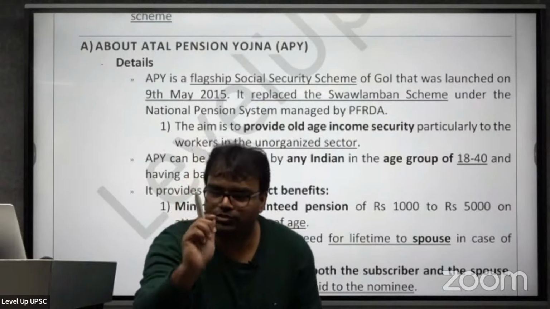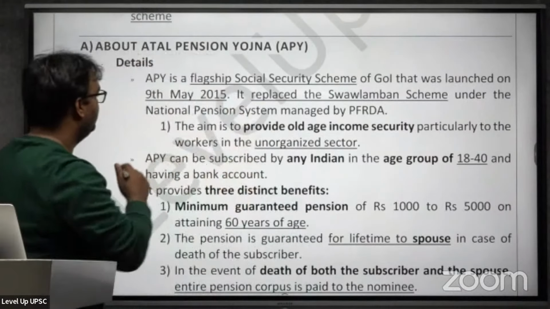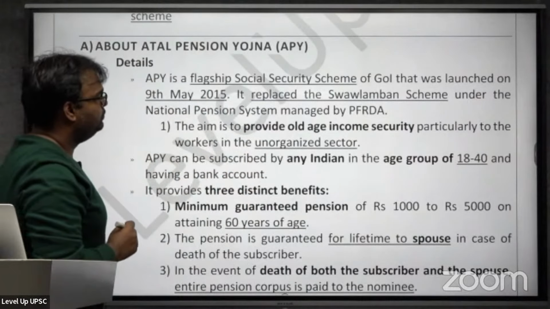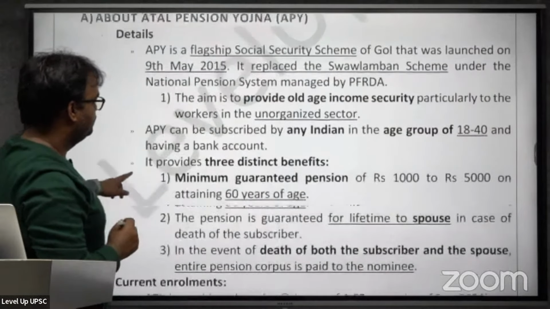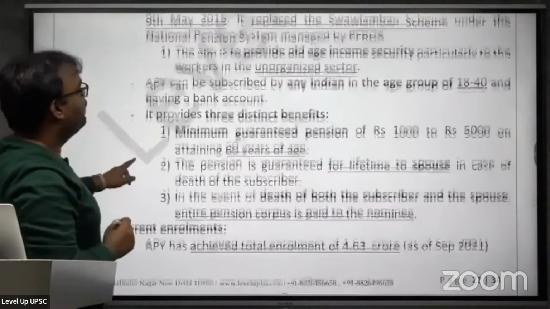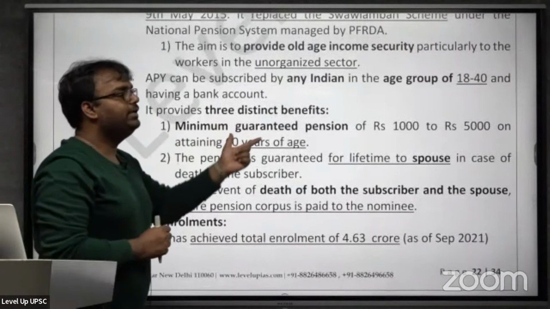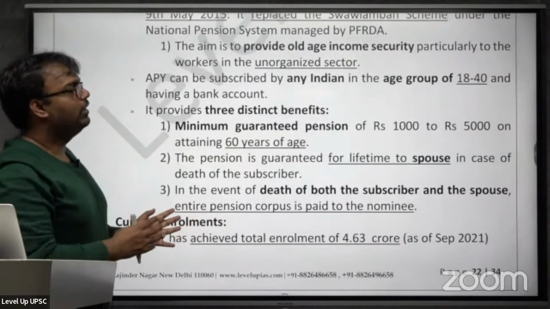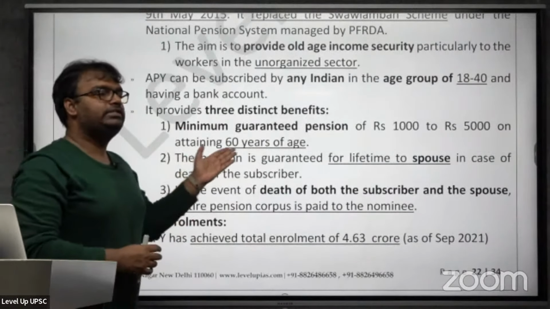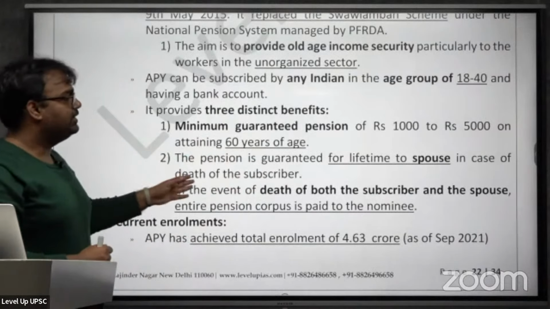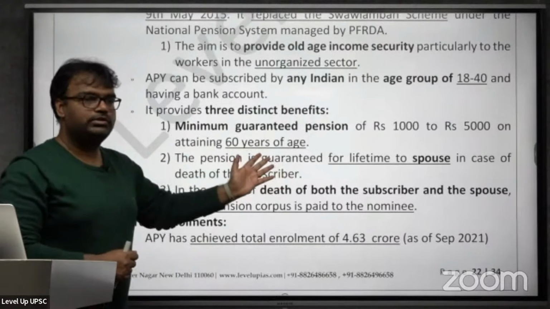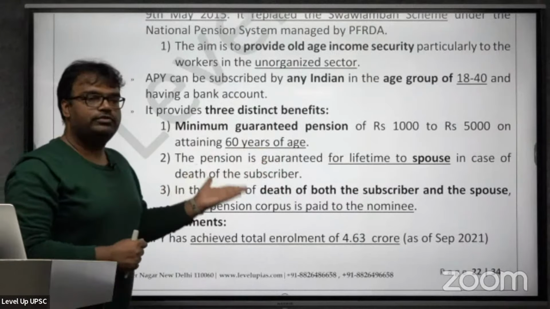Atal Pension Yojana is doing that. Atal Pension Yojana provides a minimum guaranteed pension of rupees 1,000 to rupees 5,000 on attaining 60 years of age. The pension is guaranteed for lifetime to the spouse in case of the death of the subscriber.